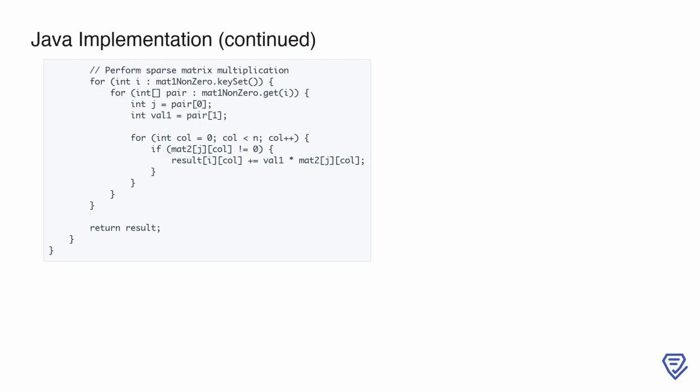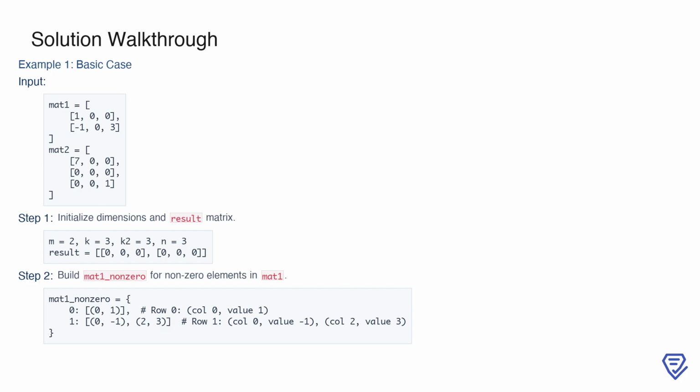This approach effectively skips unnecessary calculations involving zero values, making the algorithm efficient for sparse matrices. Finally, once all relevant computations are complete, we return the result matrix, which contains the product of mat1 and mat2. Let's begin with the first example, which demonstrates a basic case of sparse matrix multiplication.